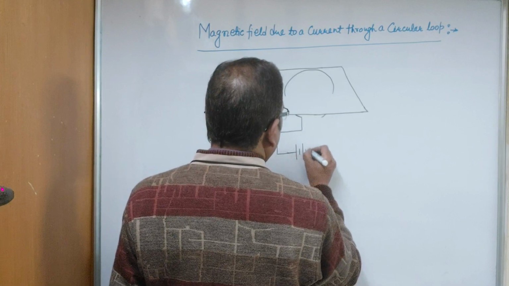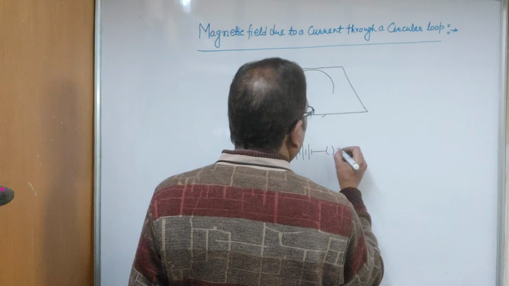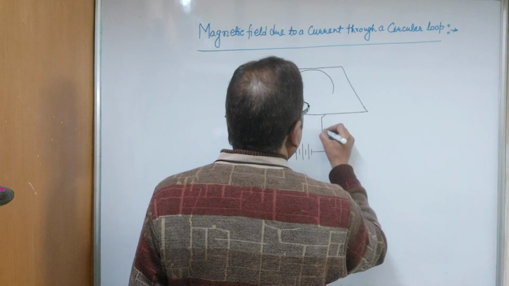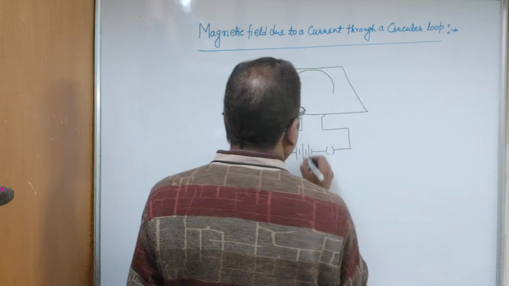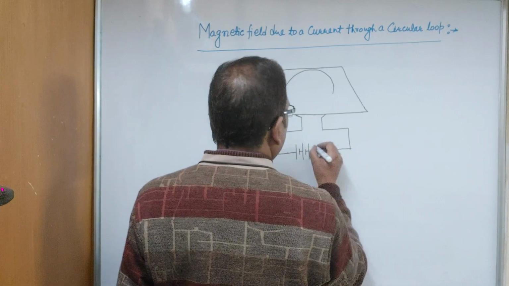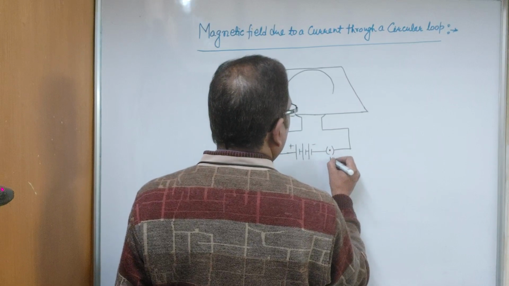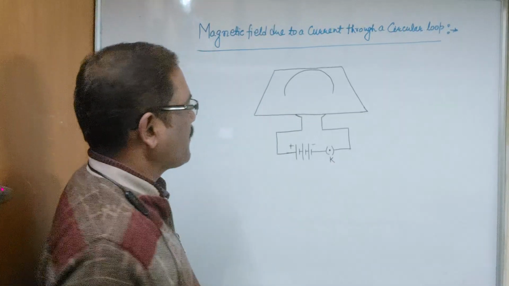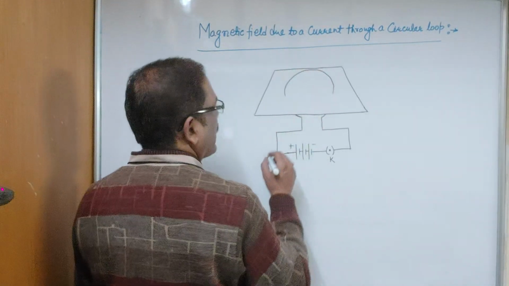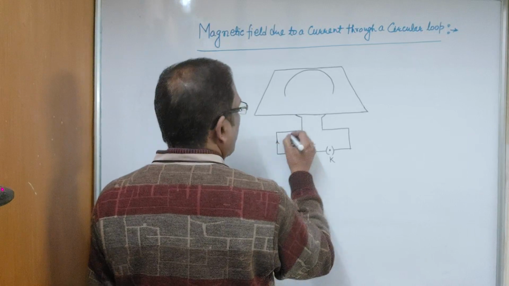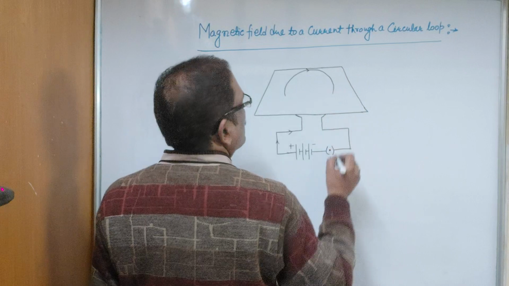and then the ends of this circular coil are connected with a battery and a plug key, like this. So the direction of current is in clockwise direction.